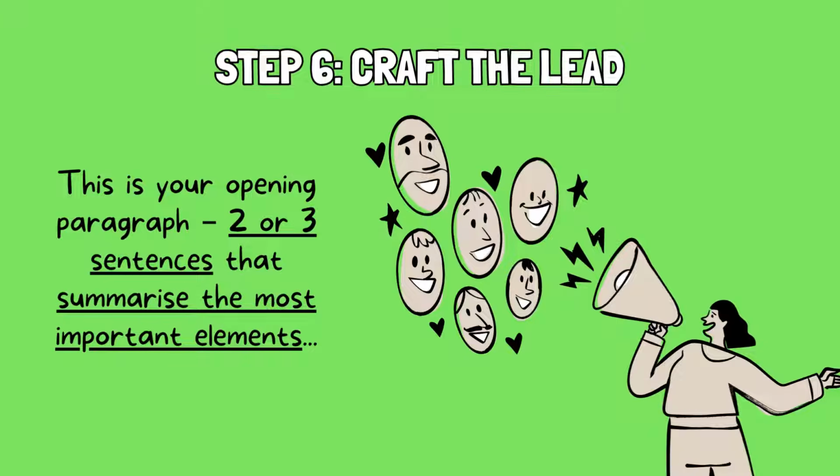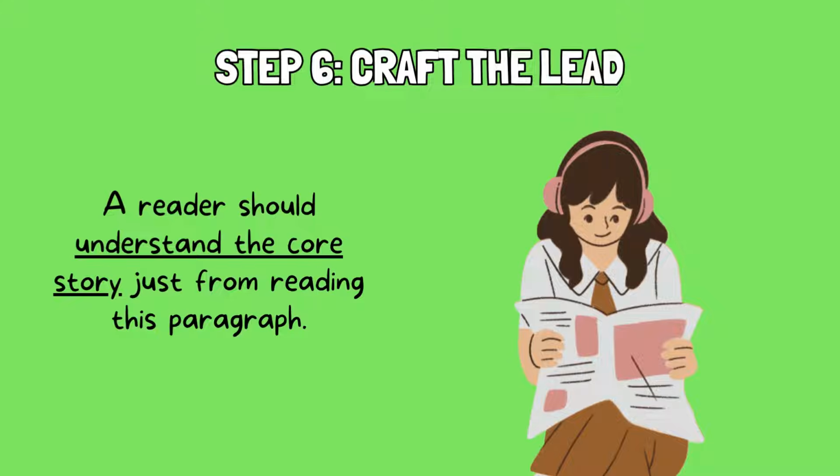Step 6. Craft the lead. Now we get to the most important paragraph of your entire article, the lead, sometimes spelt L-E-D-E. This is your opening paragraph, 2 or 3 sentences that summarize the most important elements of your story. A reader should understand the core story just from reading this paragraph.